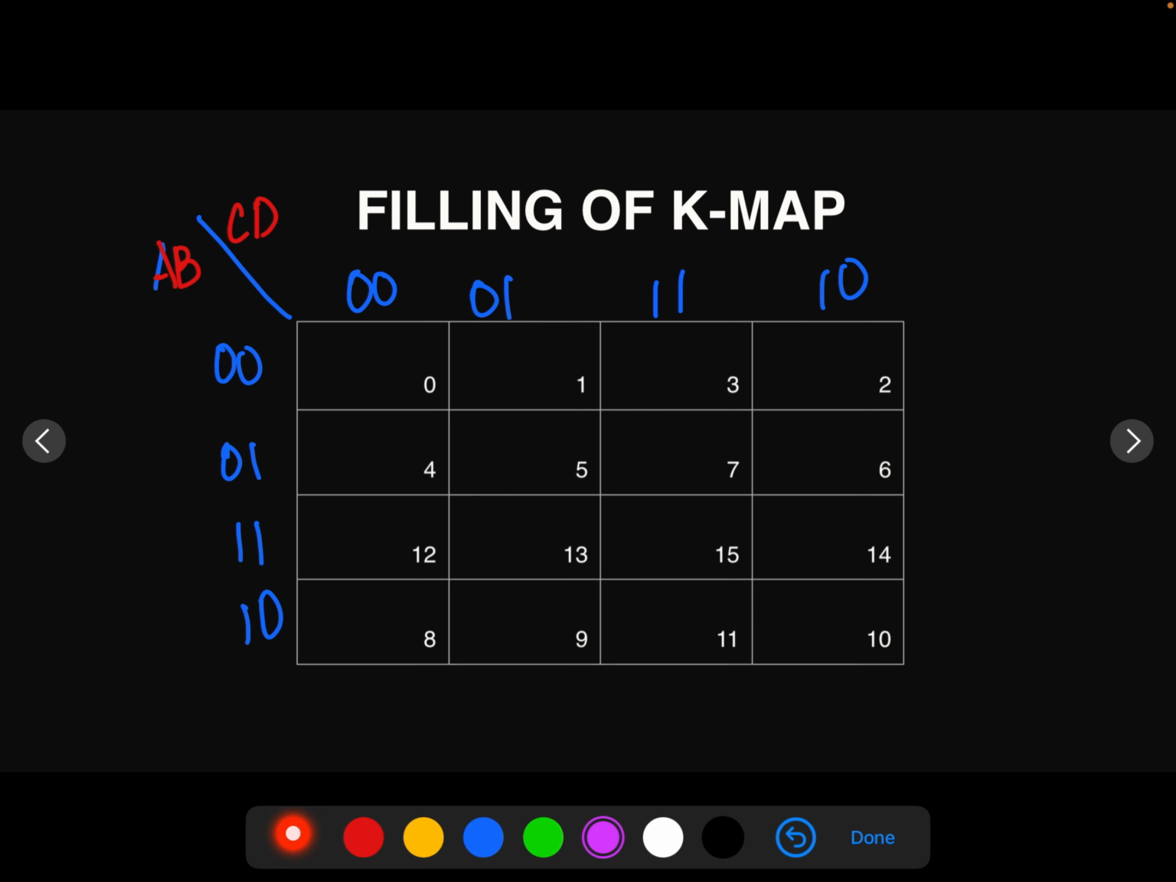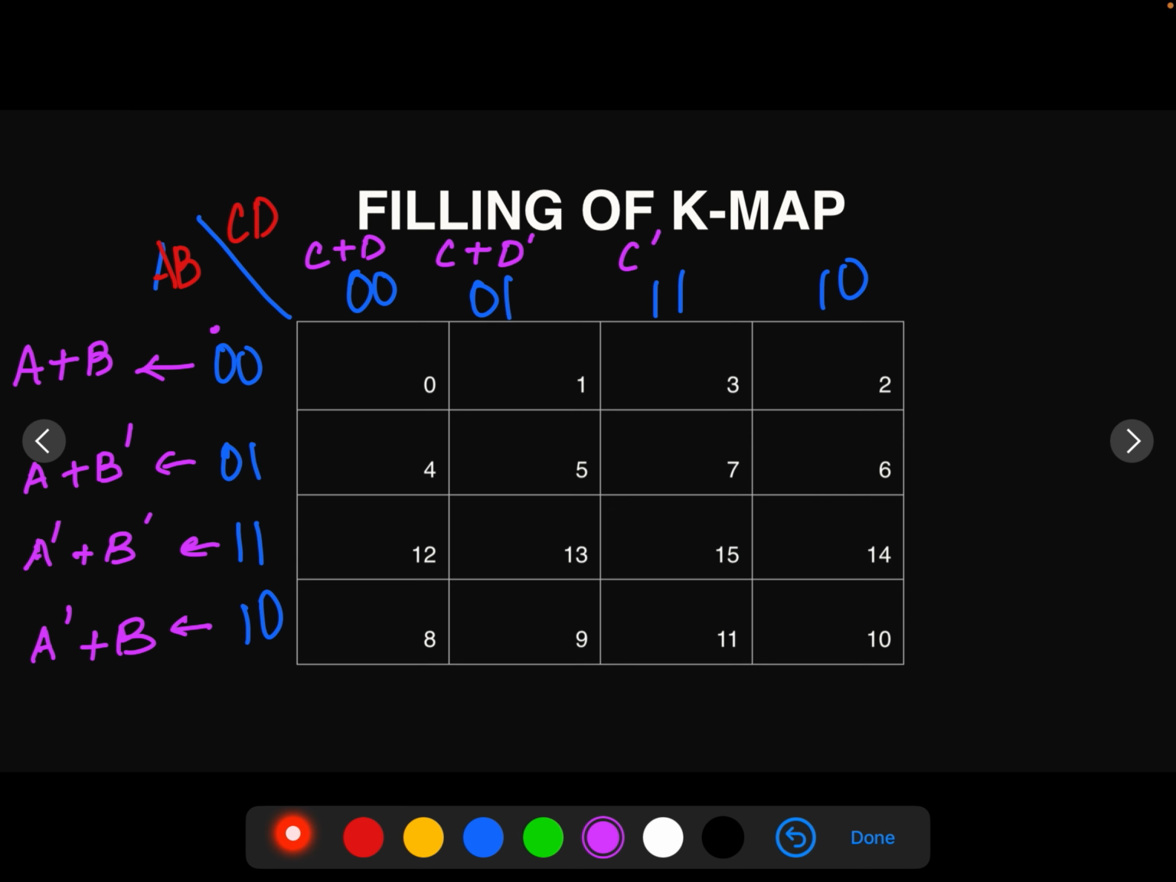Now, how do I write this in binary form? This is going to be A plus B, because in POS, 0 denotes the normal form. Similarly, this is going to be A plus B dash. This is going to be A dash plus B dash, and this is going to be A dash plus B. We can do the exact same thing over here: C plus D, C plus D dash, C dash plus D dash, and C dash plus D. The numbering of the cells remains the same as it was in SOP.